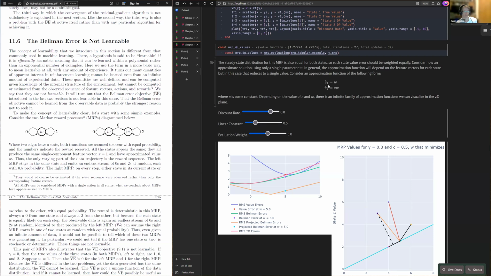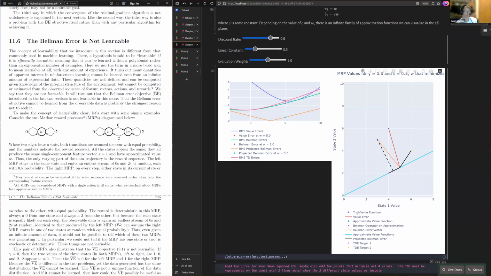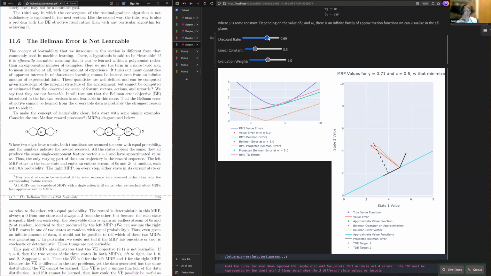And because there's all the values for V1 and V2. Okay. Now, the true value function is this point here, right? And it depends on gamma. So I'll show here, if I change gamma, you can see this point moving, right? This true value point.